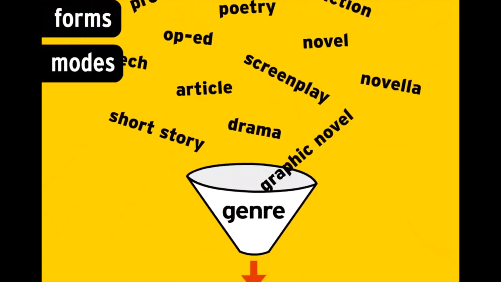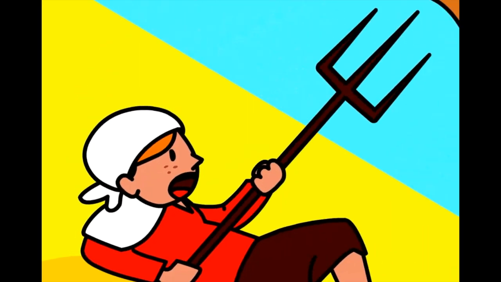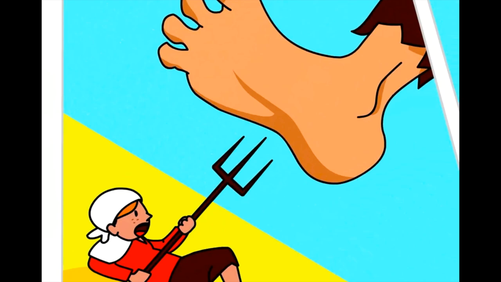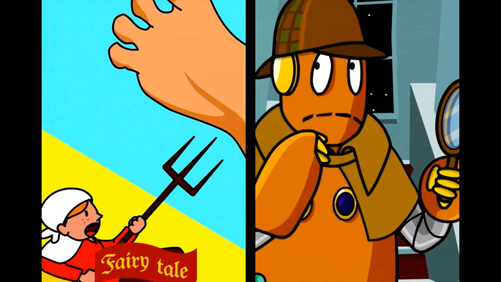These are just some of the different forms or modes that a piece of writing can take. Once that's decided, writers still need to pick a genre. That's sort of like the style they'll use to tell the story. Well, let's say you wanted to write a story about courage. It might be about a girl who protects her town from a marauding giant. That would be in the fairy tale genre. Or you might tell the story of a detective who overcomes his fear of the dark to figure out who done it. In other words, a mystery.